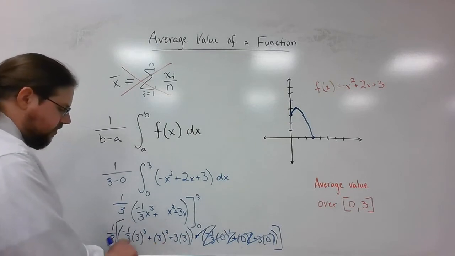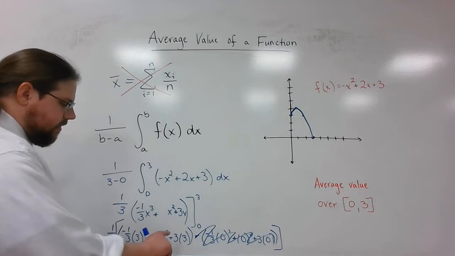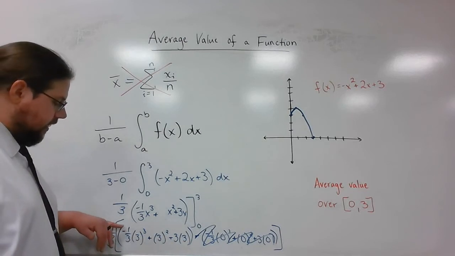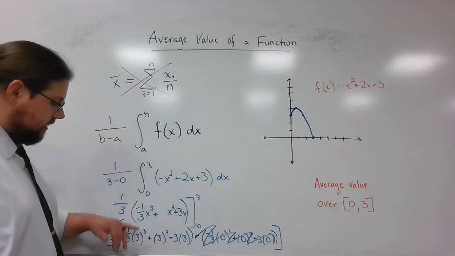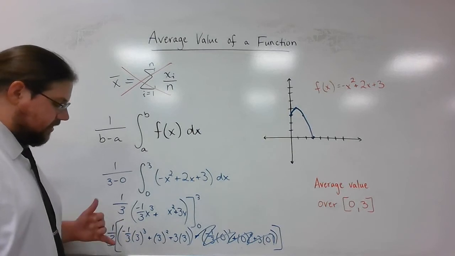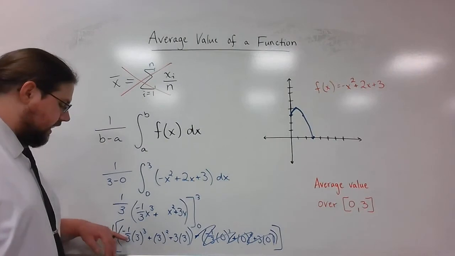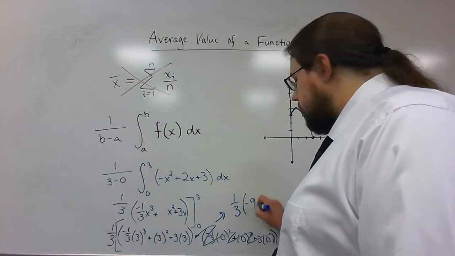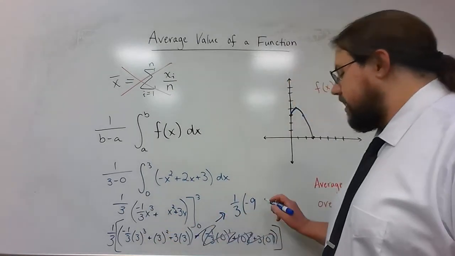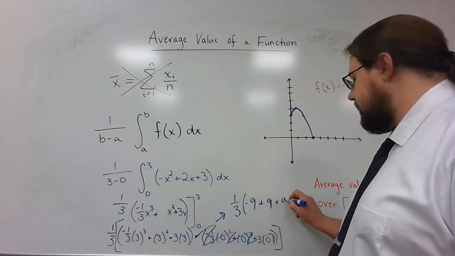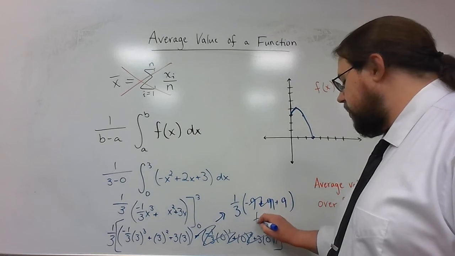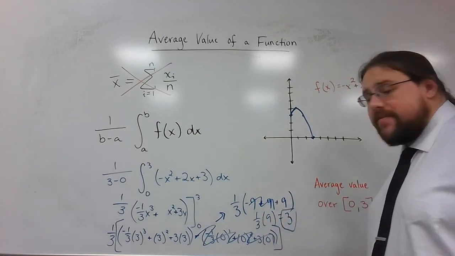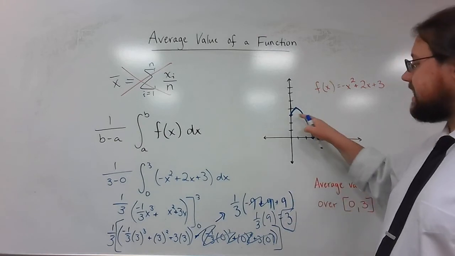So I've got negative 1/3 of 3 cubed plus 3 squared plus 3 times 3. Essentially that's going to become negative 1/3 times 3 cubed. 3 cubed is 27, but then you're going to take out a 3, so you're going to get negative 9. And then it's going to be 3 squared, which is 9, and then 3 times 3, which is 9. So those are going to cancel. You're going to end up with 1/3 of 9, which is just 3. And so the average value of this function up here is actually 3.